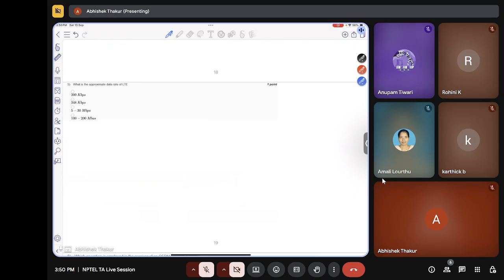Now this is a simple question. What is the approximate data rate of LTE? So this we have studied in the first lecture. It is around 100 to 200 megabits per second.